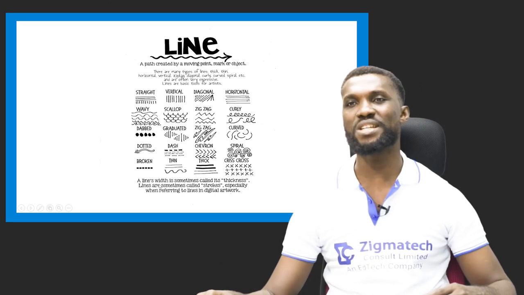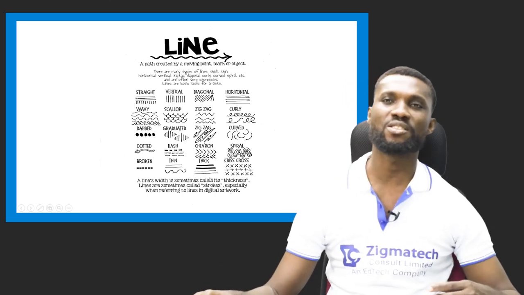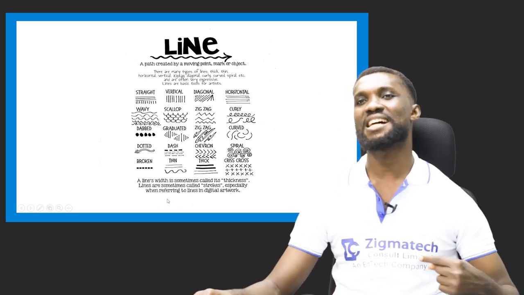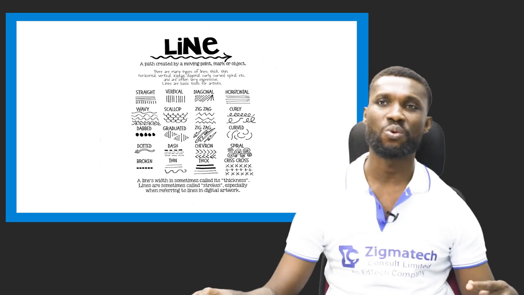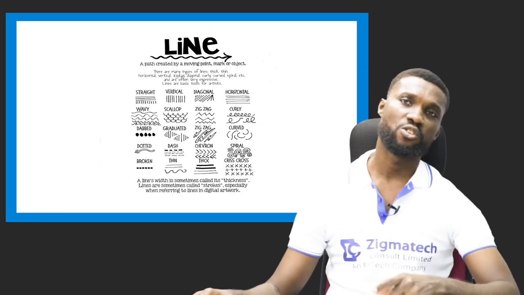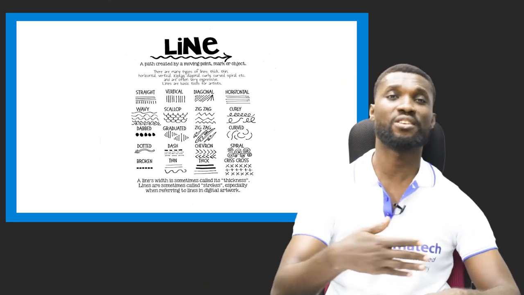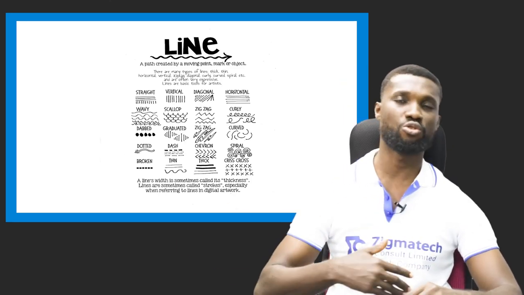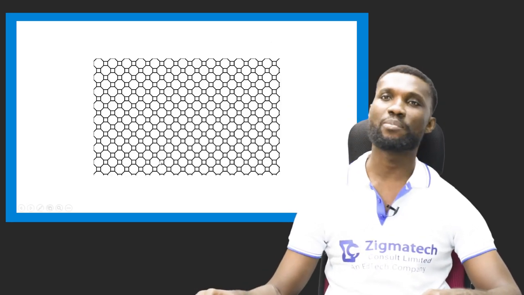Now, a line's width is sometimes called its thickness. Lines are sometimes called strokes, especially when referring to line in digital art. So when you're referring to lines in digital art, we call them strokes. Even in paintings, if you're referring to line in paintings, we call them strokes. So let me just go further to show you some examples of line.